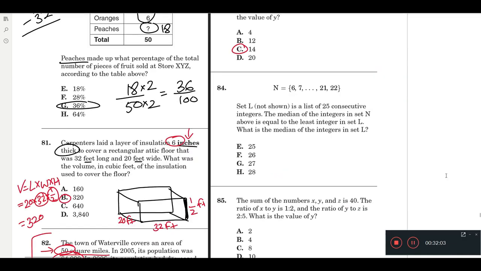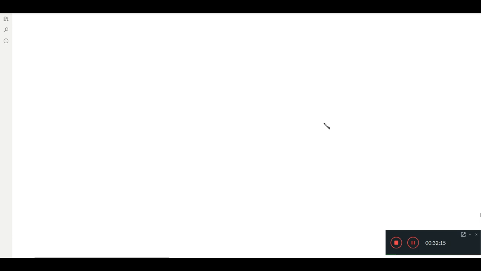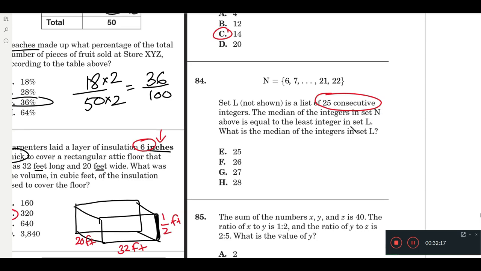Alright, 84. Set L not shown in a list of 25 consecutive numbers. This is one of my favorite questions actually. There are how many consecutive numbers? A lot of things to learn here. Make sure you guys pay attention on this. 25. Set L has 25 numbers that are consecutive, but we don't know what they are yet. Consecutive means in order. Remember, we did it a little bit ago.